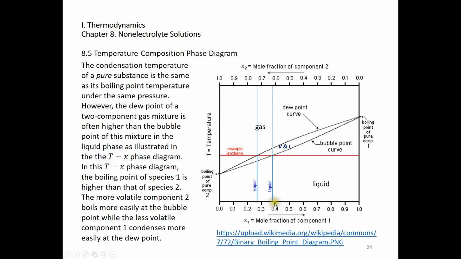This time we will start from a low temperature. We'll look at a temperature lower than the boiling points of these two components, and we have a mixture in the liquid phase. We can keep heating up this liquid until we reach this point. This point is the so-called bubble point curve.